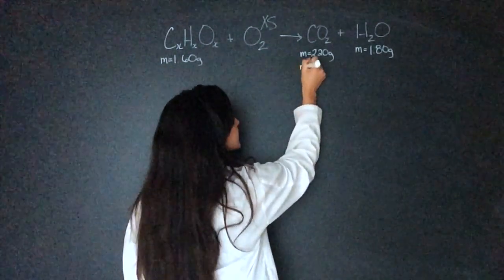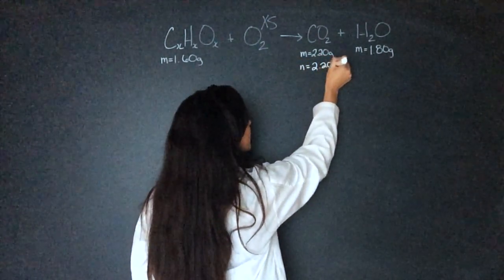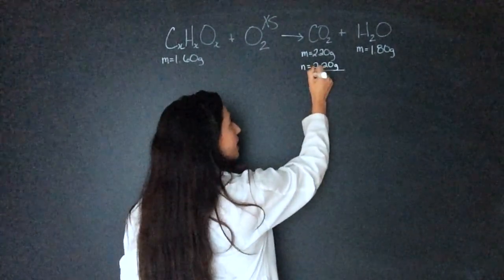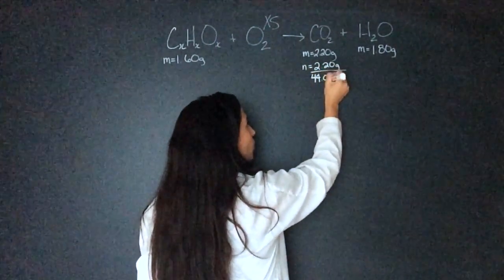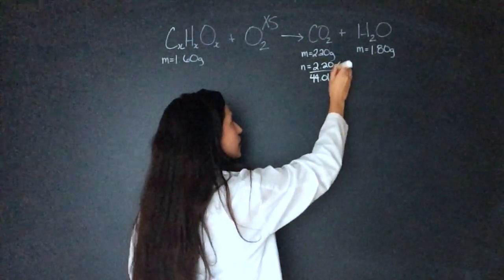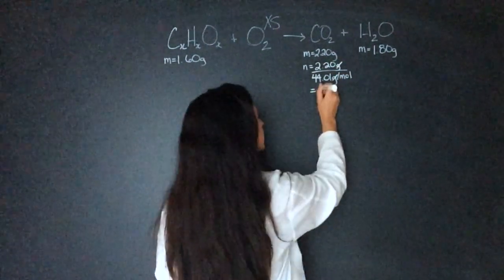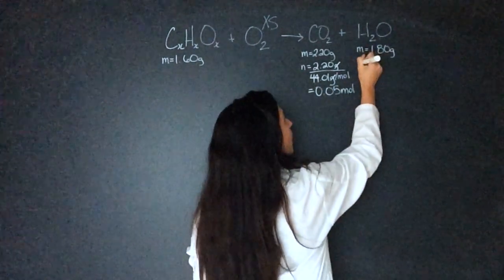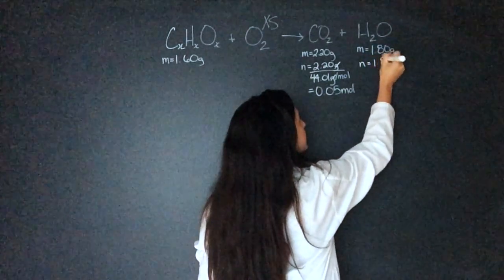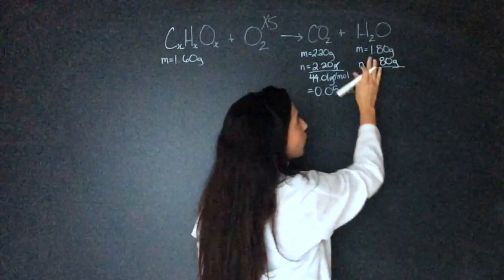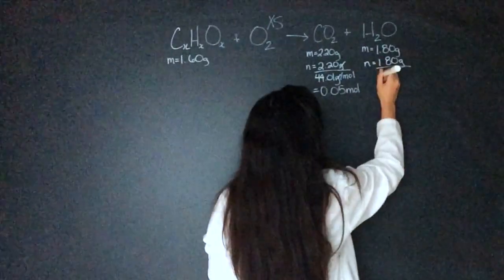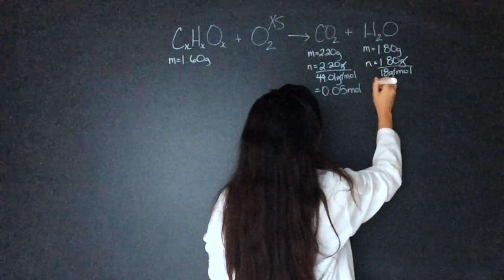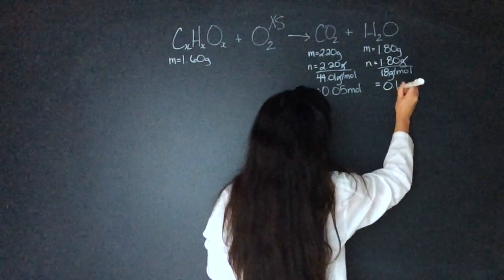So moles is going to equal 2.20 grams divided by the molar mass of carbon dioxide, which I found to be 44.01 grams per mole. The grams will cancel out, and I'll be left with 0.05 mole. Now for the moles of H2O, we have 1.80 grams divided by the molar mass of H2O, which is 18 grams per mole. Grams will cancel out, and we have 0.1 mole.